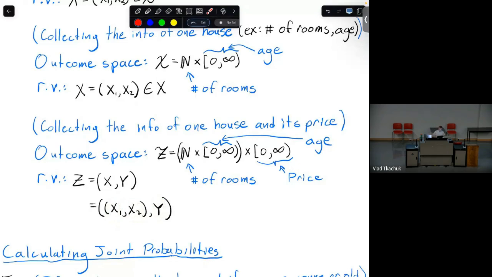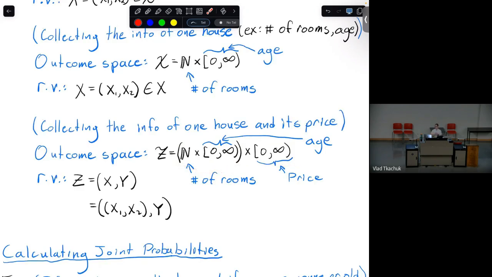And the way you'd write the outcome space is as you would expect. You first write the outcome space of this random variable, which we've already written before. That's just this Cartesian product. And then you put brackets to make it clear that this is a set. And then you take the Cartesian product with the price, which is the values the price can take. Okay, so this is our outcome space. This thing is a set, right? The Cartesian product is a set.